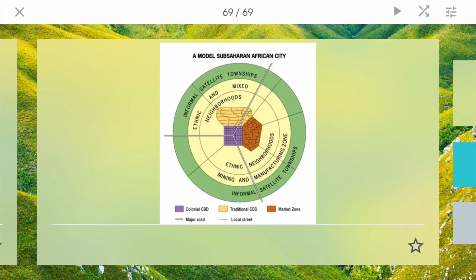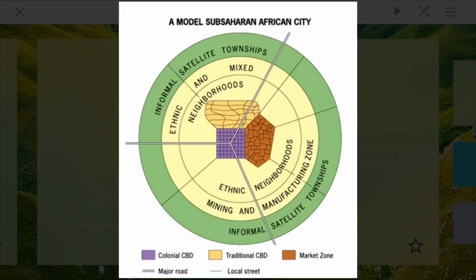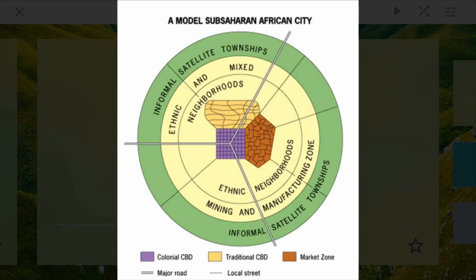So here is a model sub-Saharan African city. As you can see, there are many different market zones, traditional central business districts, and an old colonial central business district, and everything else just kind of revolves around it.